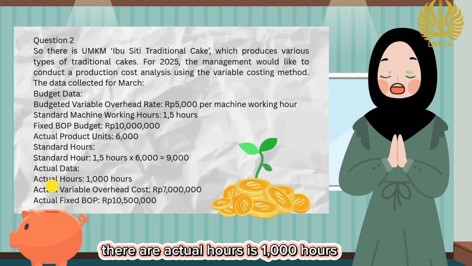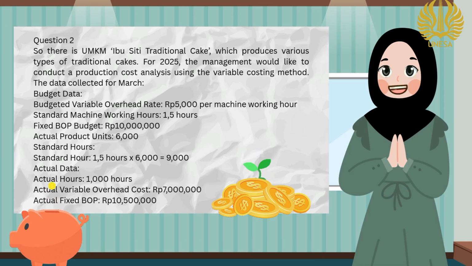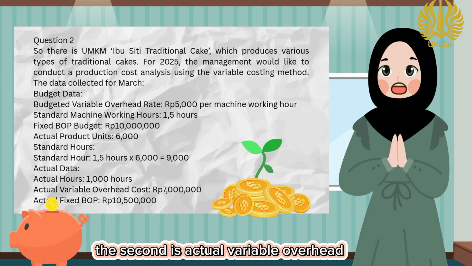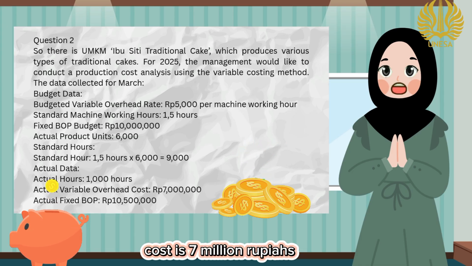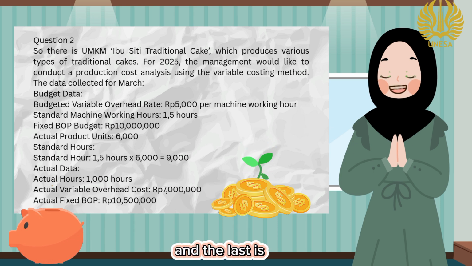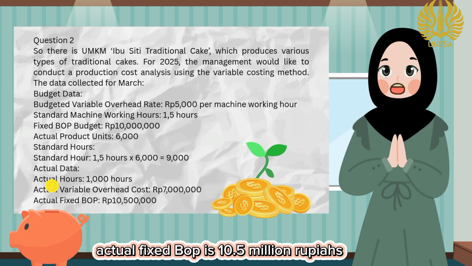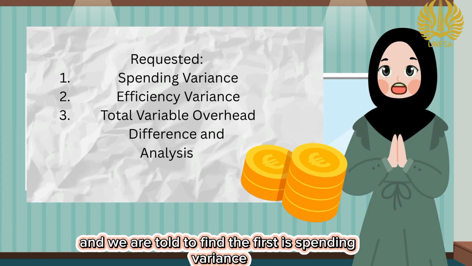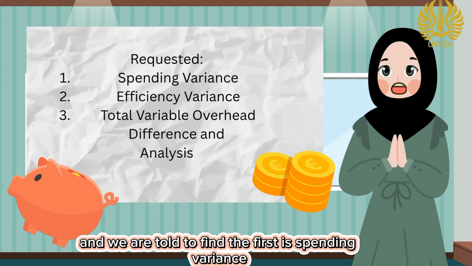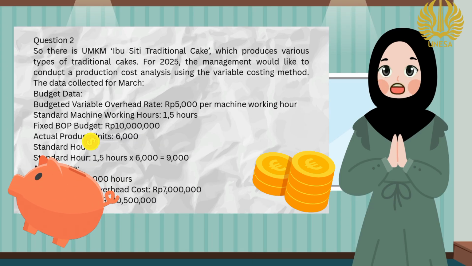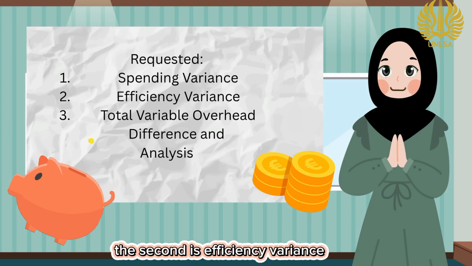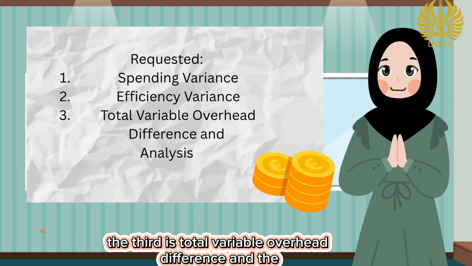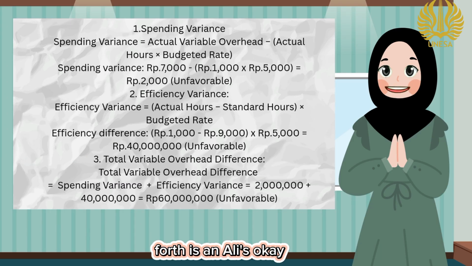For the actual data, the actual hours are 10,000 hours. The second is actual variable overhead cost, 7 million rupiah, and the last is actual fixed BOP, 10,500,000 rupiah. And we are told to find the first, spending variance, the second, efficiency variance, the third, total variable overhead difference, and the fourth, analysis.